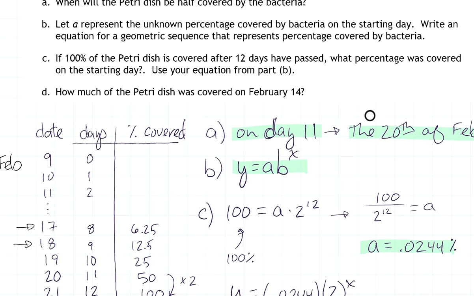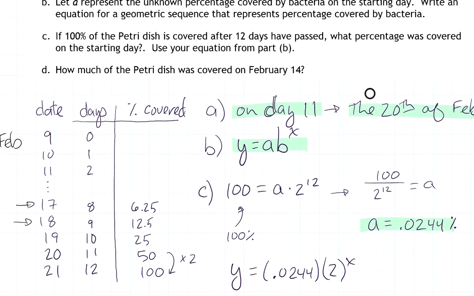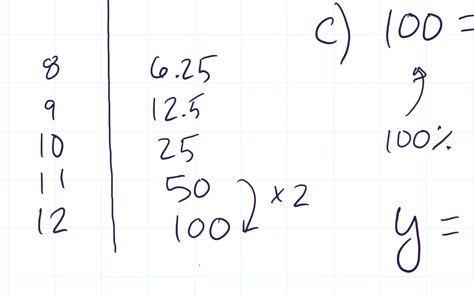I guess I can say, well, look, on the February 21st, that's the 12th day. Okay, this is how I did this. On February 21st, which is the 12th day, we are at 100% coverage. Got it. And she said it was doubling every day. That means as I moved forward, I was multiplying by 2. Well, I can certainly go backwards and divide by 2.